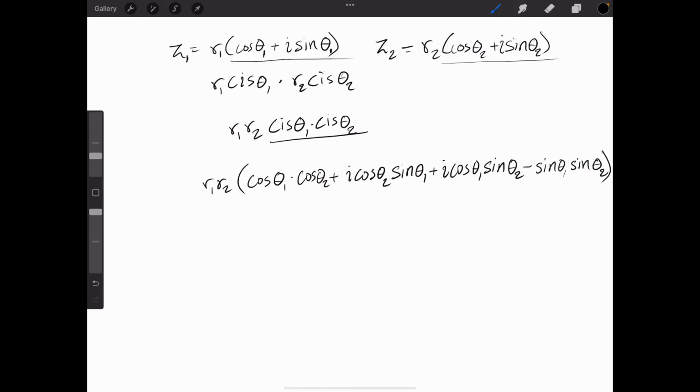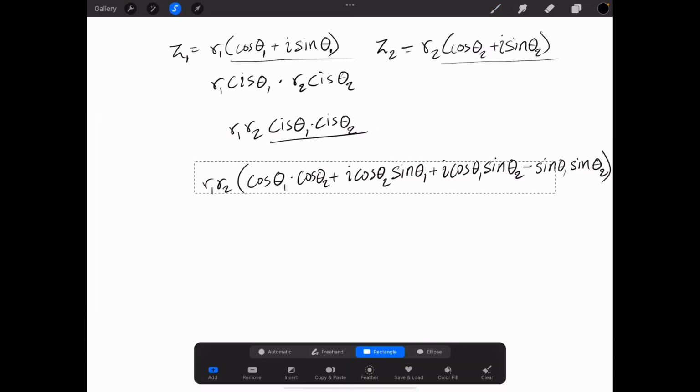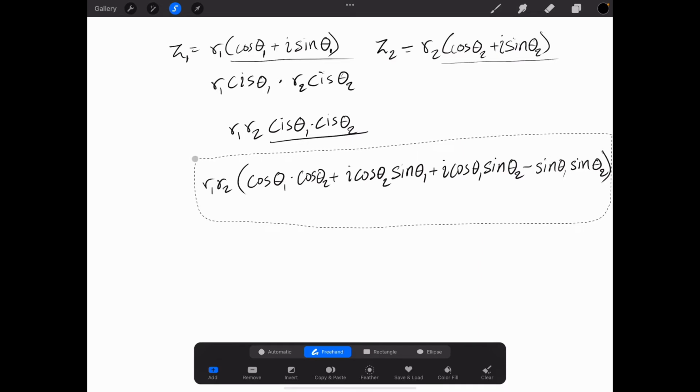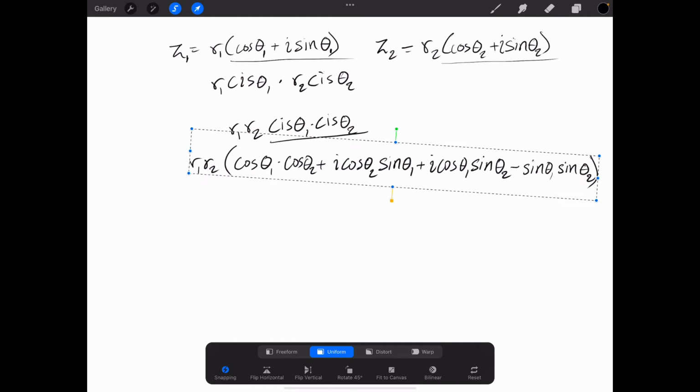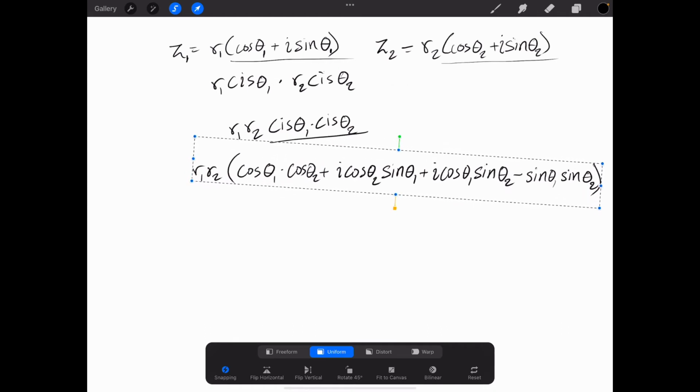Wait, actually, let me make this a little prettier. Let's rotate that, because it's hurting my eyes, it's all wonky, and put that right there. That's better.